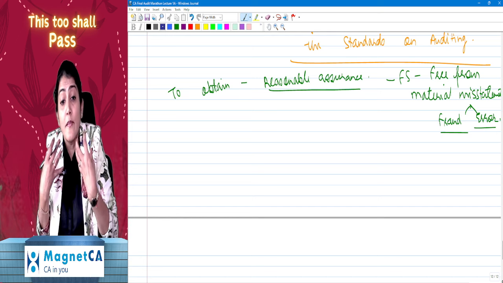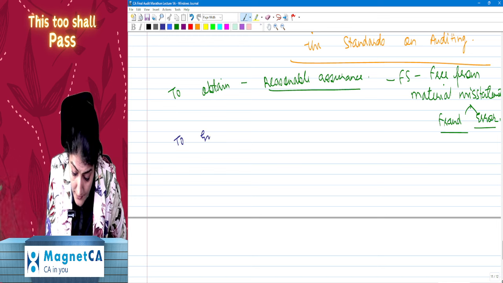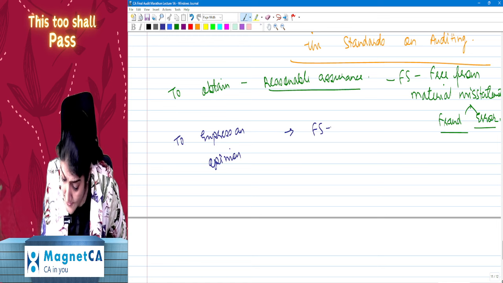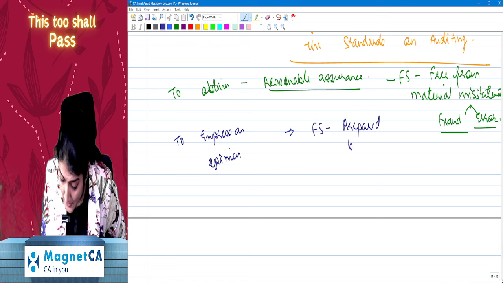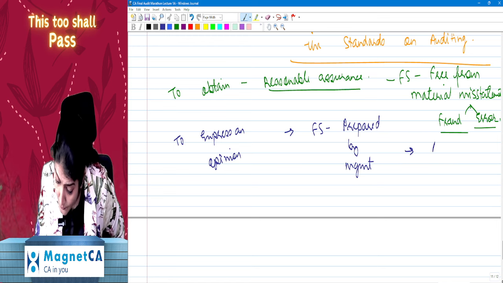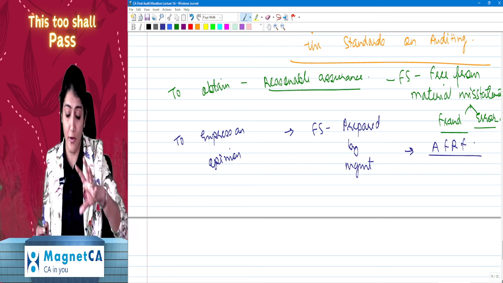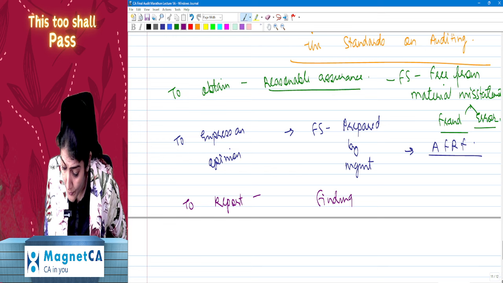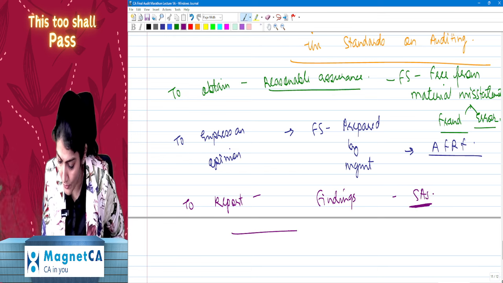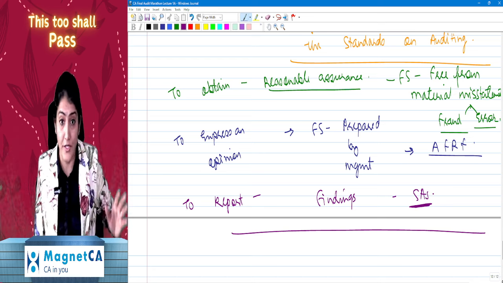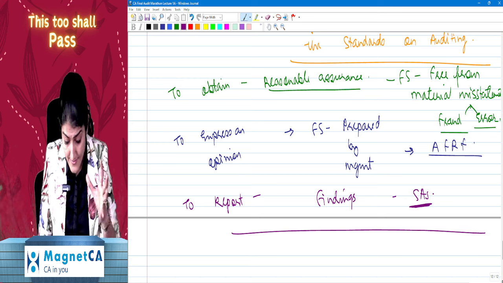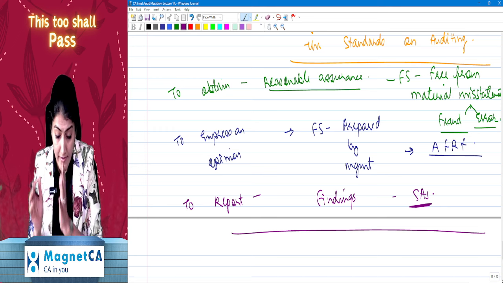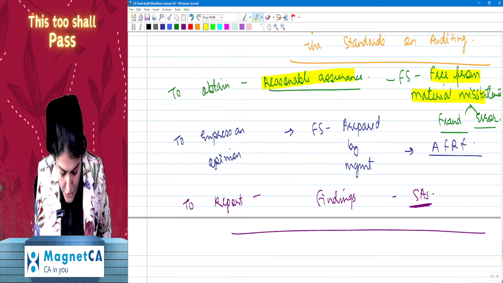Once you get that reasonable assurance, it enables the auditor to express an opinion that the financial statements have been prepared by the management in accordance with an applicable financial reporting framework, and then to report the findings in accordance with the standards on auditing. You cannot give a report as you wish. For an internal audit report there is no fixed format, but for the statutory audit report we have a certain format given in SA 700.